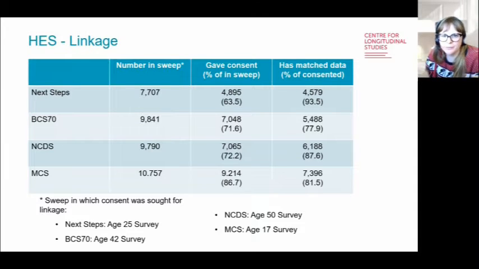For NCDS, again, just over 70% consenting and 88% having at least one record in the data set. I'm going to put MCS here, but I haven't summarised it. There's more in the MCS data set. Roughly 10,800 consenting, and like 87% gave consent. Sorry, 87% of 10,000 gave consent, and 81% had matched data, so it's quite good.